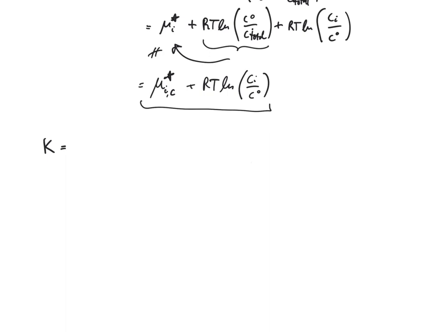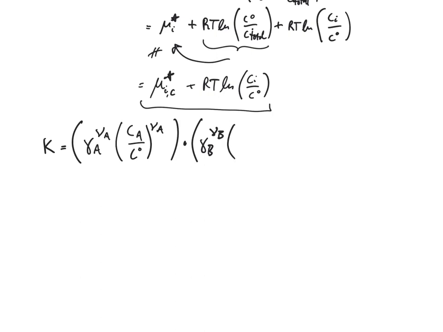The equilibrium constant is going to be the activity coefficient of substance A raised to the stoichiometric coefficient of A, concentration of A over standard concentration, also raised to the stoichiometric coefficient, multiplied times the activity coefficient of the next thing, concentration of that thing over standard concentration, and on and on.